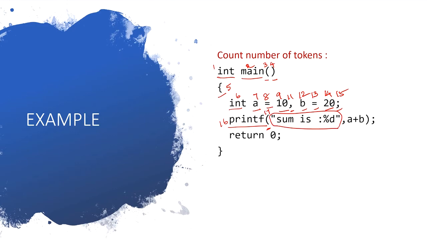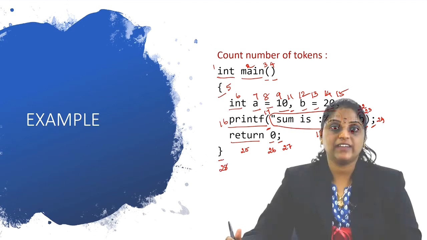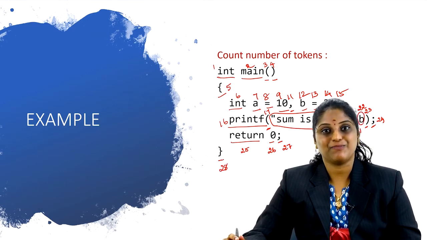So this is also a token, then comma, token, a, token, plus is an operator, it is also a token, b is an identifier, it is also a token, closed bracket also a token, semicolon is also a token. Then return also a token, 0 is a token, semicolon is a token, and closed parenthesis is a token. So totally 28 tokens are there in this program. I hope you understand how a lexical analyzer actually produces tokens from a given input.